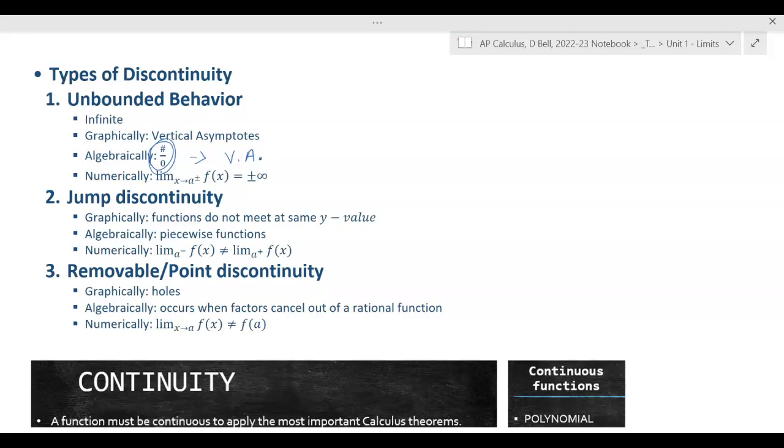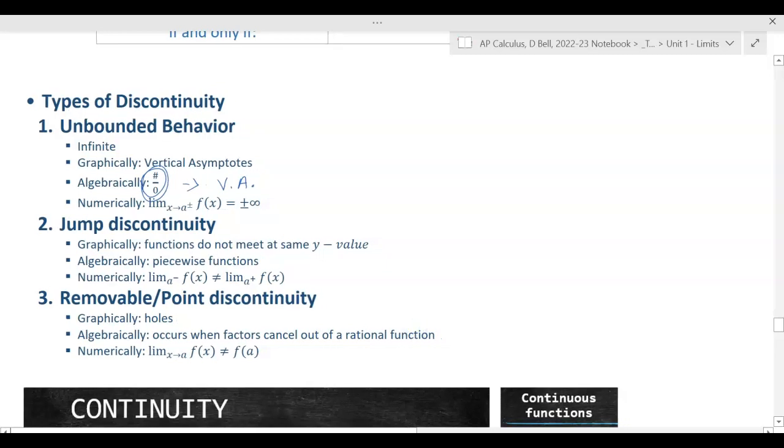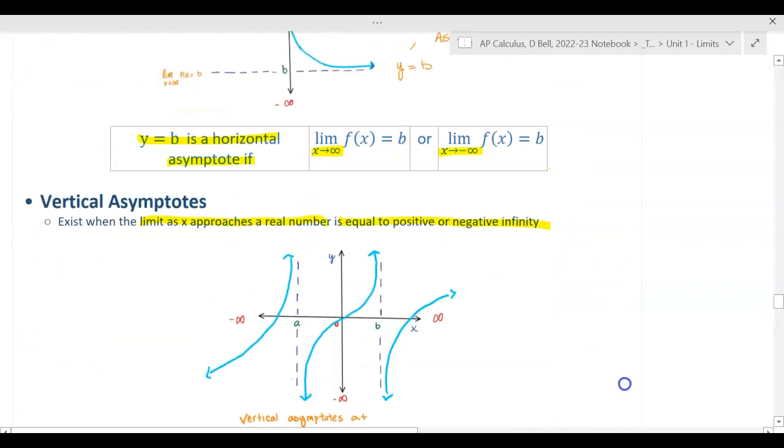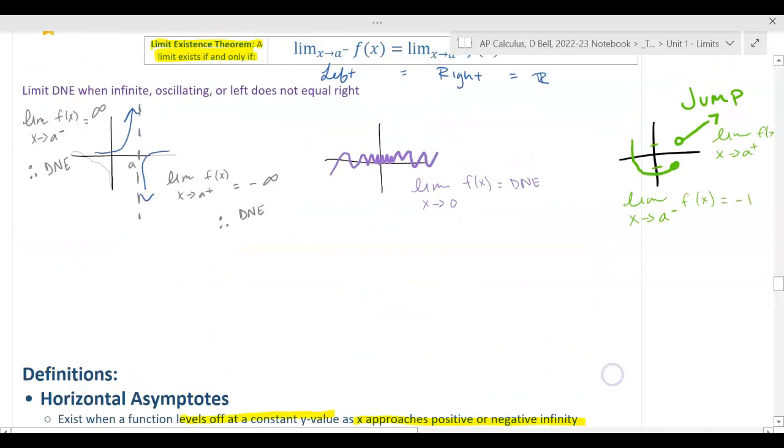Jump discontinuity shows up in piecewise functions when the limit from the left does not equal the limit from the right. Graphically, it looks like the functions do not meet at the same y value. So I drew a picture of a jump here.